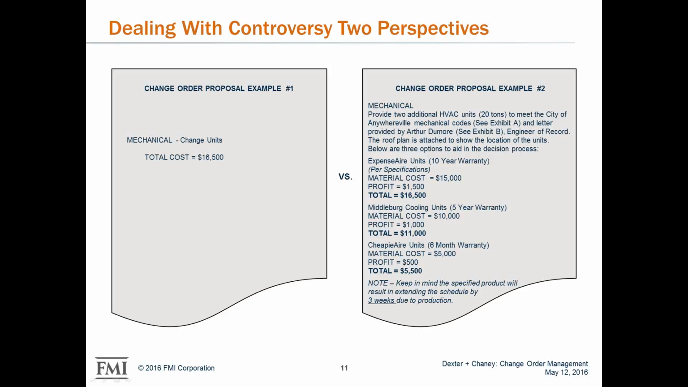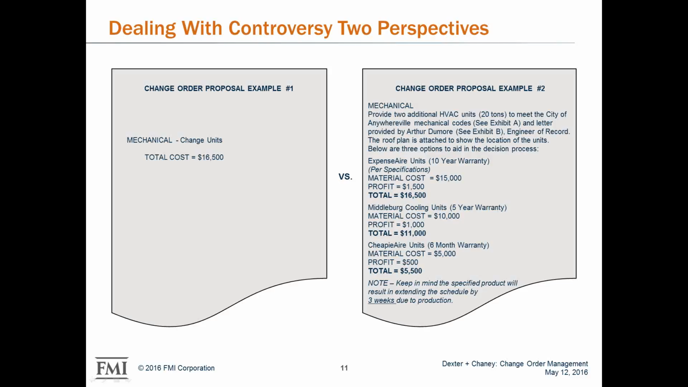So, dealing with controversy. We've got a couple of different change order proposals here. People are going to look at these, and there's an obvious difference between the two. Think about it from the client's perspective. Change order one, we've got a mechanical issue. We had something that didn't meet code, the specs weren't clear, whatever. We've got to change some units out. It's going to cost you $16,500. The client's likely going to push back in this case and have a whole bunch of questions for you, and probably tell you the number is too much. I'm only willing to pay you about half of that. Conflict right out the gate.